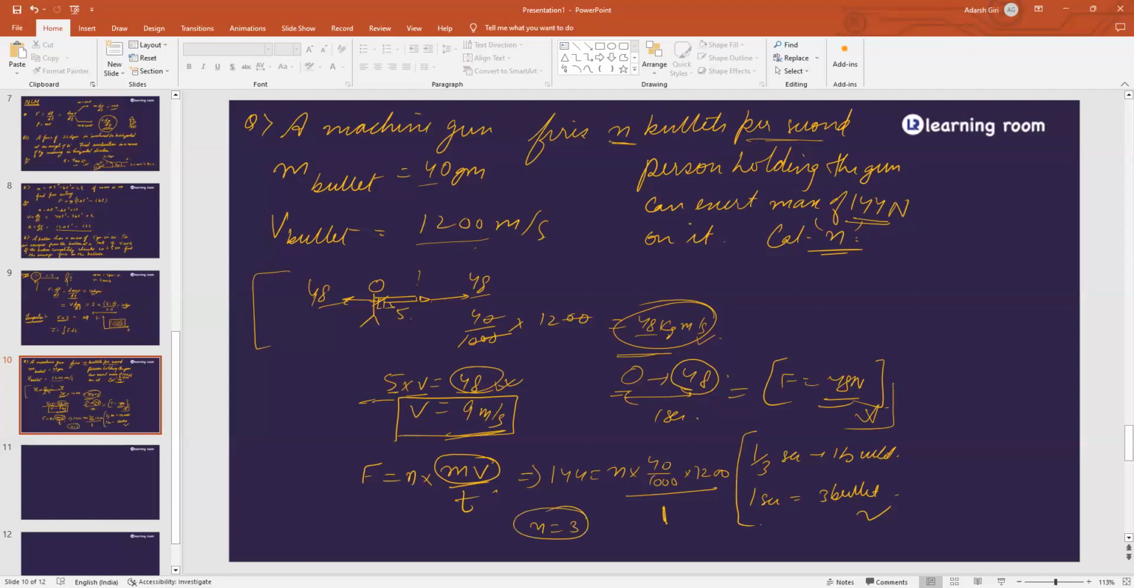So what you did, Kavya, you put n is equal to 1. You found in what time interval you can fire one bullet. So you got that every 1 by 3 second you can fire one bullet. That's what you got. Understood? Yes, sir. So ultimately you can get it like that, but this is the correct way. Everyone understood? Yes or no?